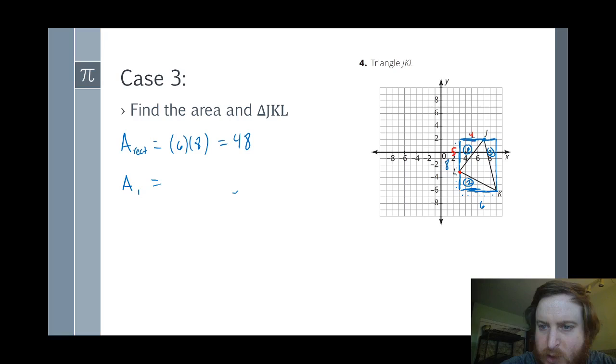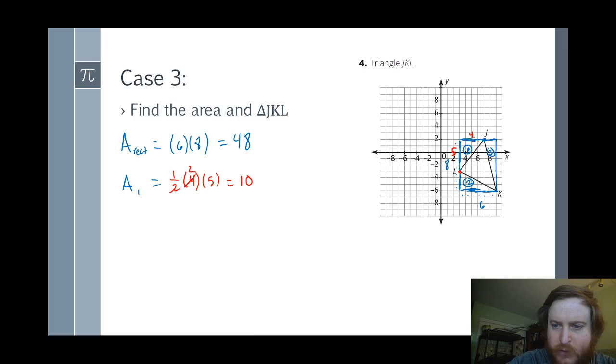So 1/2 times base times height. 4 divided by 2 is 2. 2 times 5 is 10. Remember, 1/2, if you have an even number, it's just dividing by 2. Then we'll do area of triangle 2.